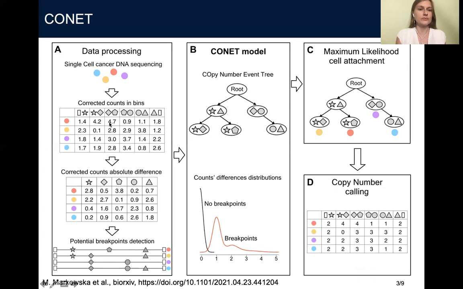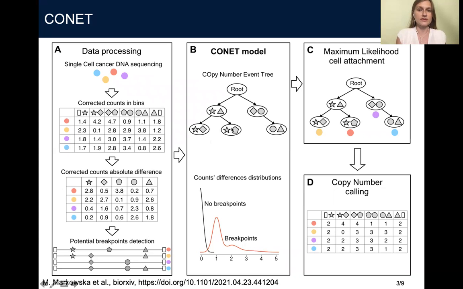First, we need to preprocess the data in the form of corrected counts and genomic bins for single cells. This we call the per bin data, and we transform it into per breakpoint data, that is the corrected count absolute differences in genomic loci. We also need to establish the set of potential breakpoints.